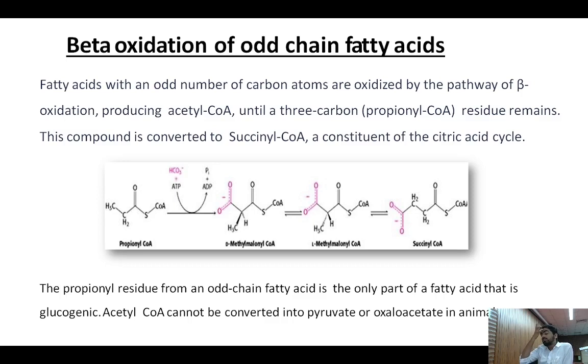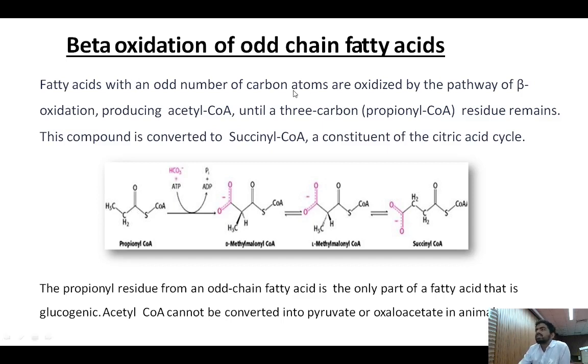Now what we saw was even chain, right? Palmitic acid was even chain, 16 carbon containing, right? So what happens in the beta oxidation of odd chain fatty acid? Here all the reactions are the same, but at the end it will not form two acetyl coenzyme A in the last cycle, last reaction, because it is odd chain, so one molecule of a 3 carbon compound will form, right?